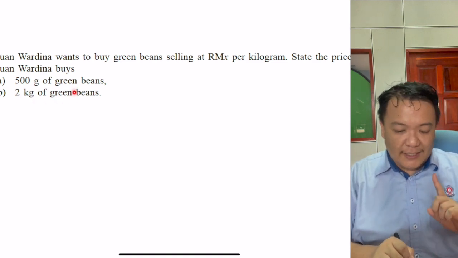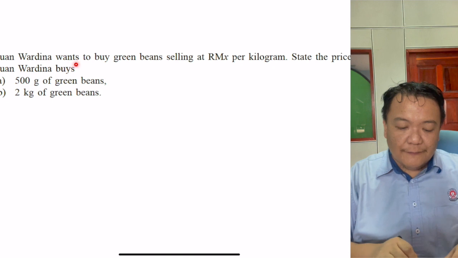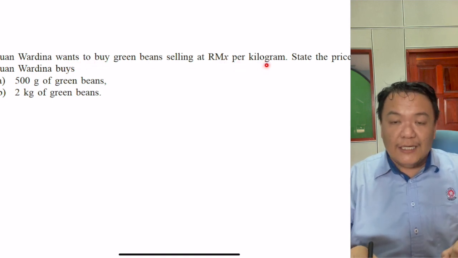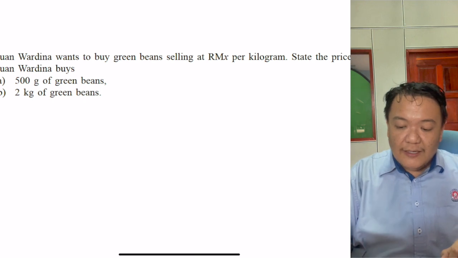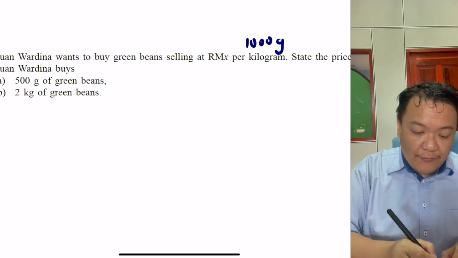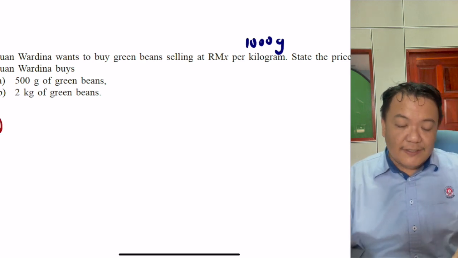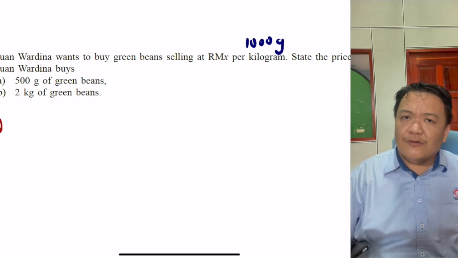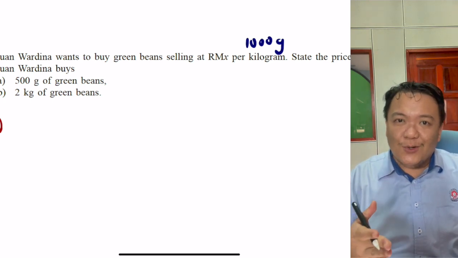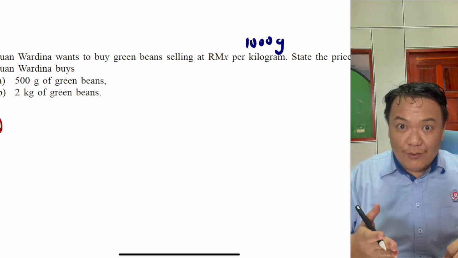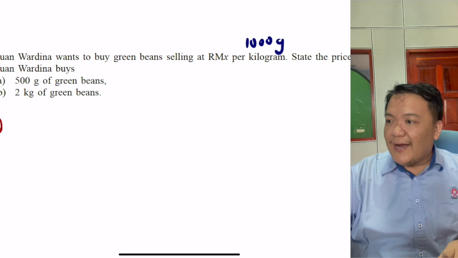Sekarang macam mana kita nak buat? The problem here is RMX per kilogram. So we know that 1 kilogram is 1000 gram. So how can we write the answer for the first situation? 500 grams. We know that 500 gram is half of 1 kilogram. So the price should be half also. So how can we write?